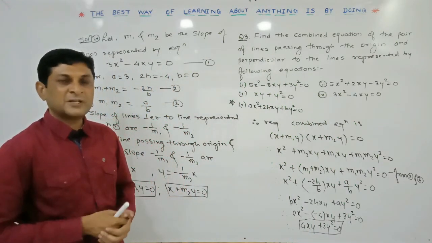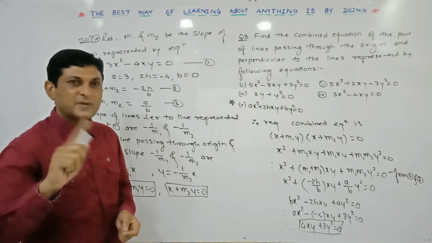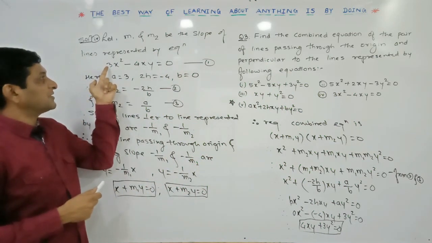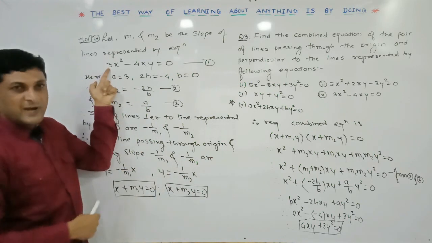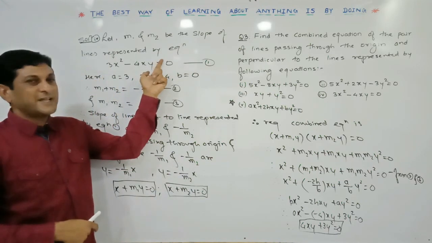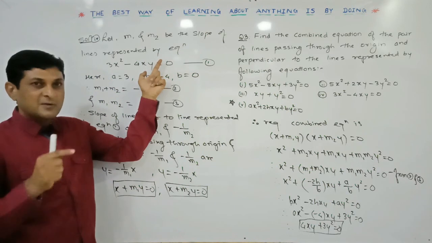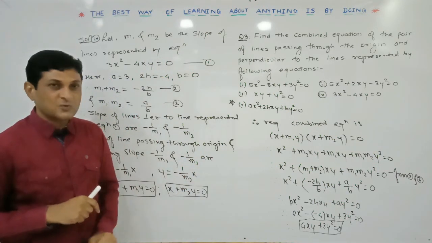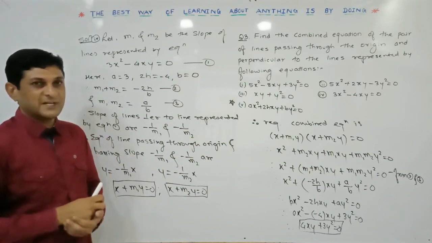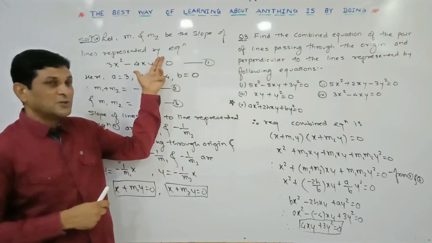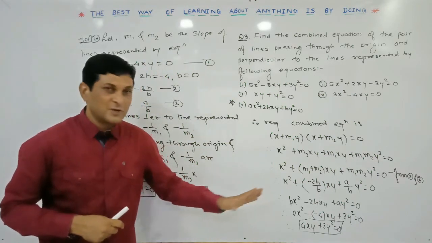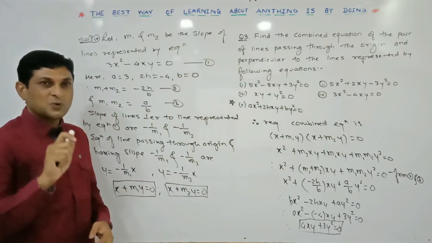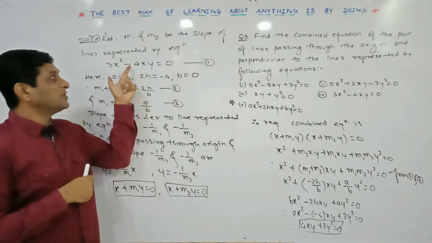What shortcut method have we seen? The coefficients of x square and y square get interchanged. What is the coefficient of x square here? 3. Check that it is the coefficient of y square. What is the coefficient of y square here? 0. That's why the term of y square is missing here. Check that here the term of x square is missing, meaning the coefficient of x square is 0. Whatever the coefficient of y square is here, the same will be the coefficient of x square here. And what is the middle term? The term of xy. What is its coefficient? Minus 4.